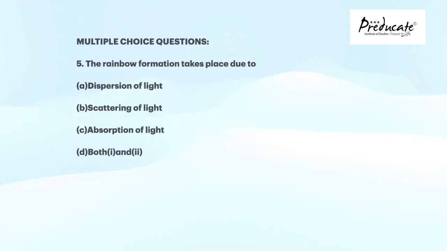The rainbow formation takes place due to A. Dispersion of light, B. Scattering of light, C. Absorption of light, D. Both A and B.